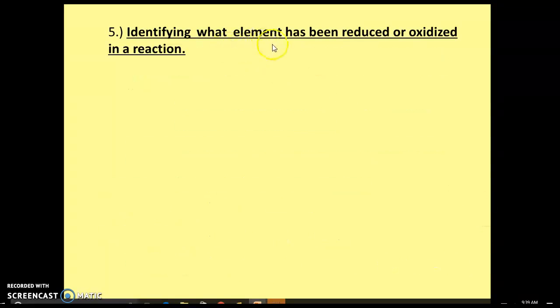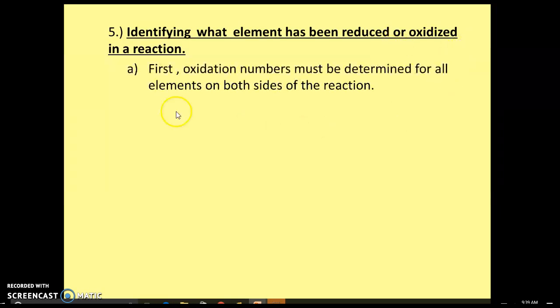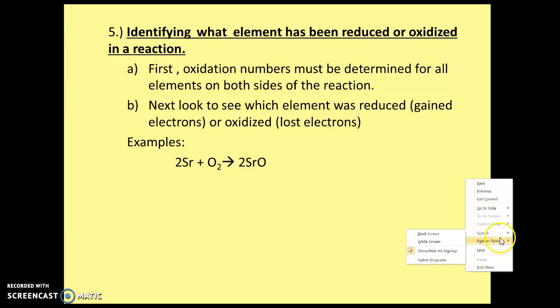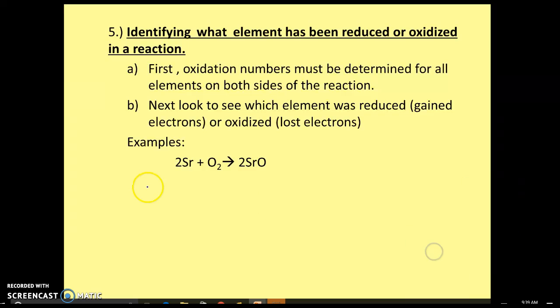Next, identifying what element has been reduced and oxidized in each reaction. So first, oxidation numbers must be determined for each element on both sides of the reaction. Next, look to see which element was reduced, so which gained electrons, and which was oxidized, which lost electrons. And let's do an example. So I'm going to switch to a red pointer this time. So first of all, I'm going to ignore these coefficients. Just ignore them. You don't need to worry about them yet.